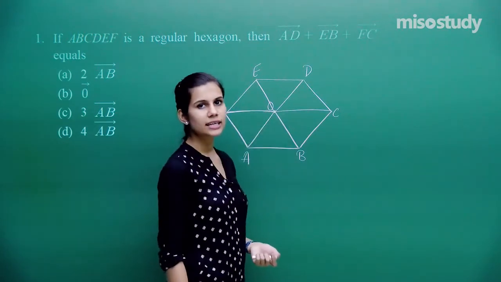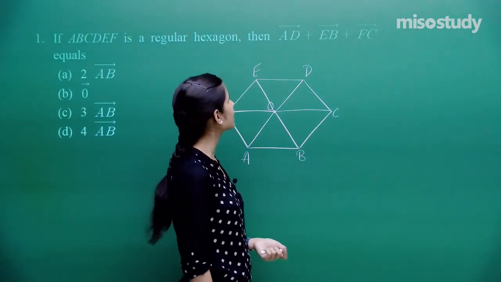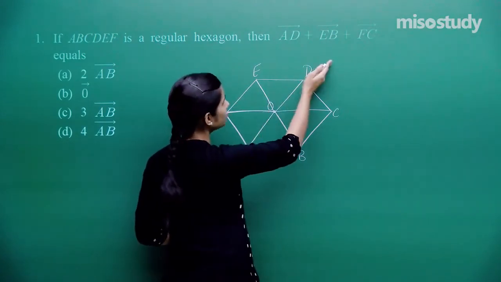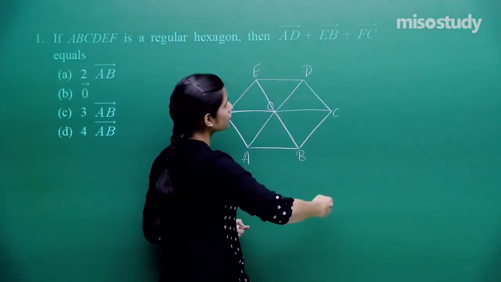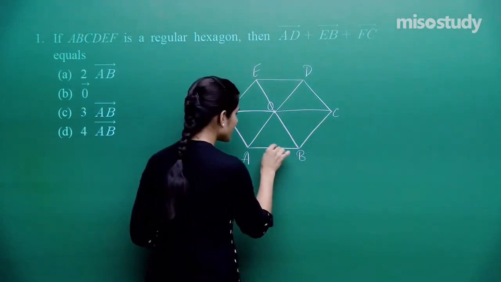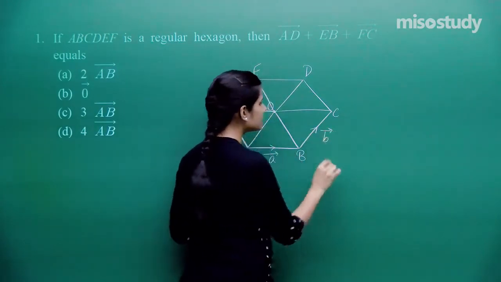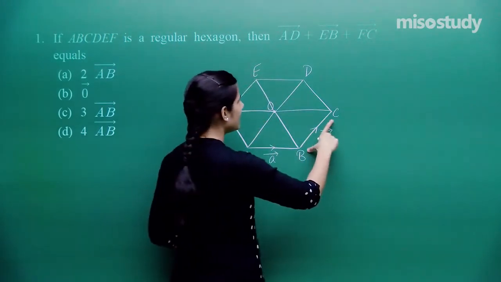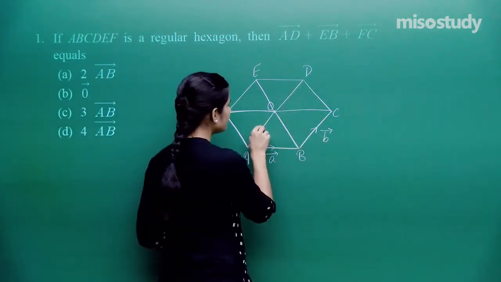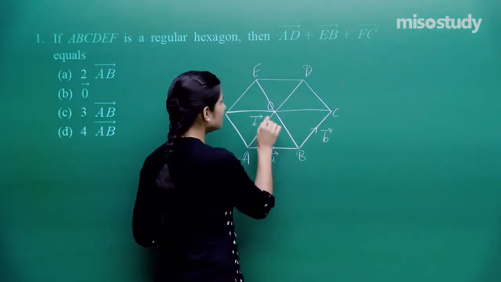that let's just interpret what are the vectors about which the question is speaking. AD vector, EB vector, FC vector. AD vector is this vector from A to D. EB vector is this vector from E to B and FC vector is this vector from F to C. Suppose AB vector is a vector and BC vector is b vector. If this is the case, you know that the length of BC segment is the same as the length of AO segment. Direction if I keep to be the same, they are parallel to each other. You can see this. This is also going to be b vector.